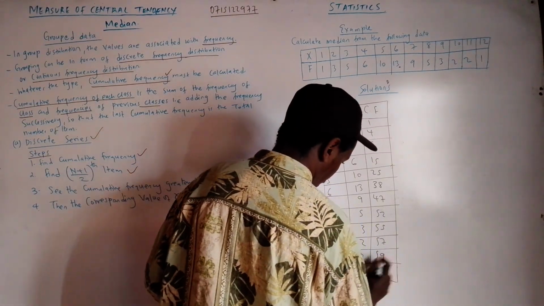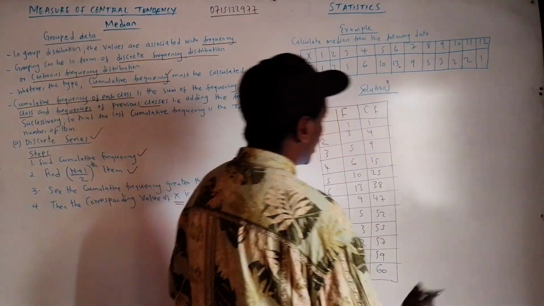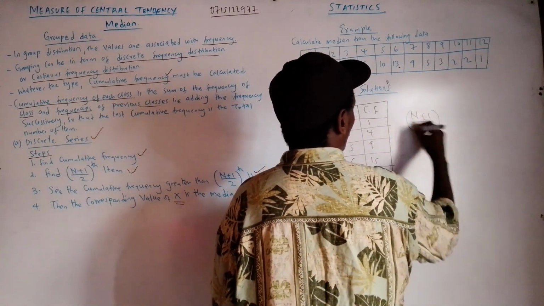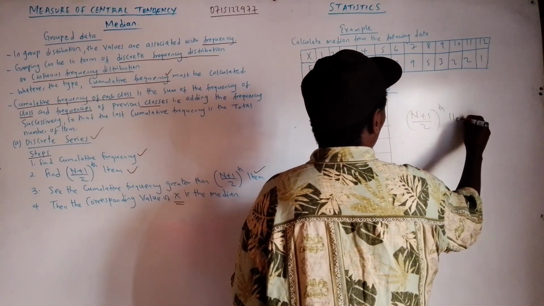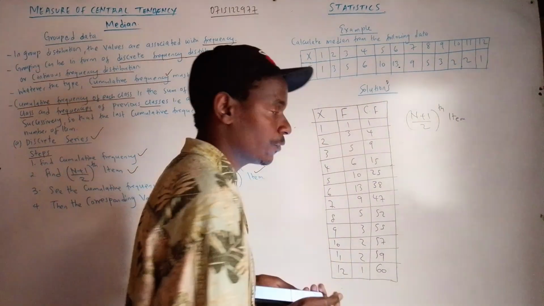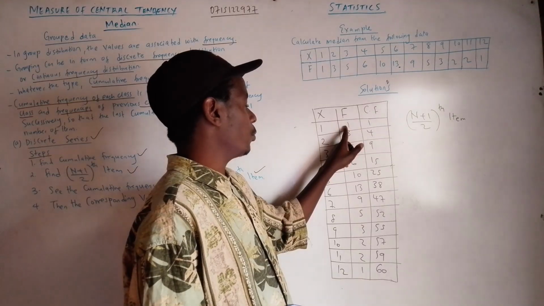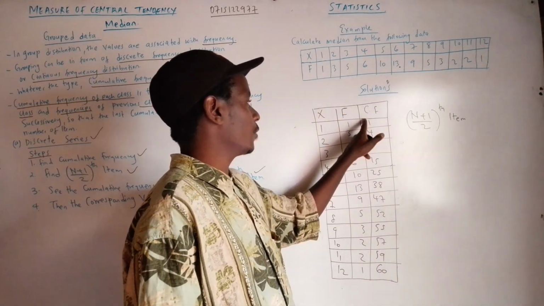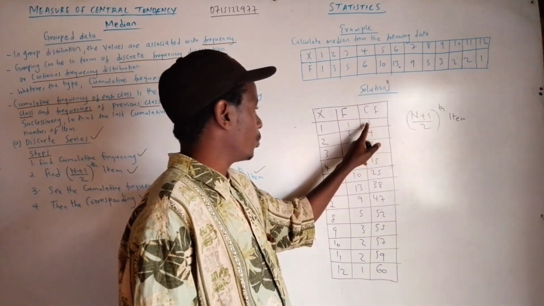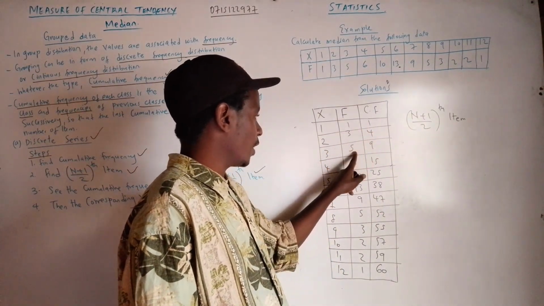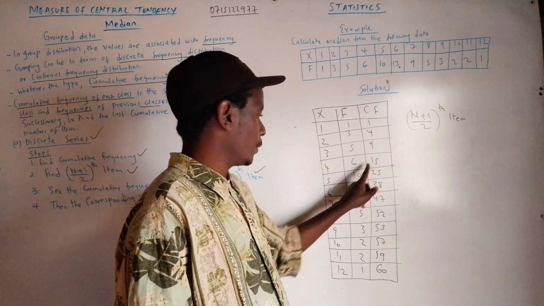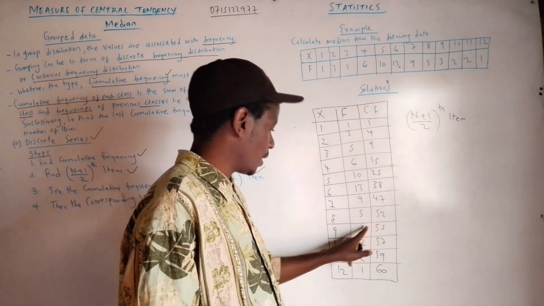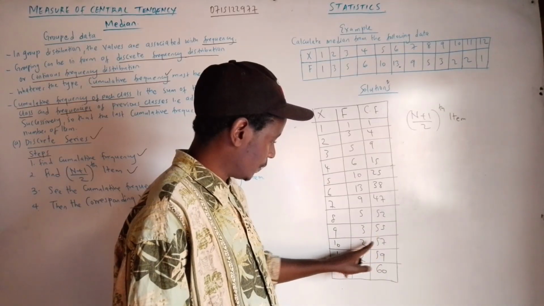Now we need to find n plus 1 over 2, and the corresponding item. So how do we get the cumulative frequency? For the first item, the cumulative frequency will be the same as the frequency. But for the second item, it will be 1 plus 3, which is 4. 4 plus 5 is 9. 9 plus 6 is 15. 15 plus 10 is 25. 25 plus 13 is 38. Plus 9, 47. Plus 5, 52. Plus 3, 55. Plus 2, 57. Plus 2, 59. Plus 1, 60.